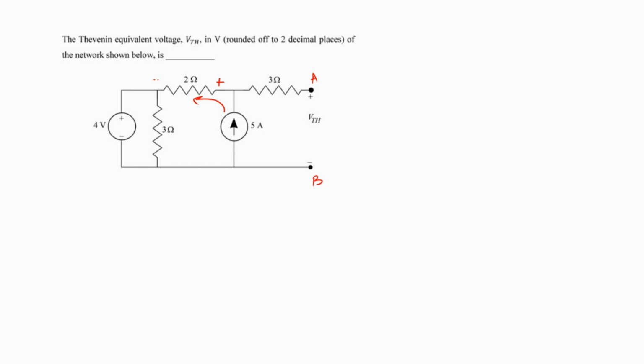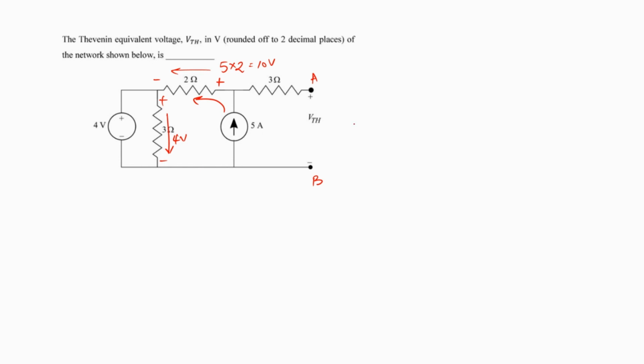So if I mark this to be plus and this to be minus, this will be the direction of drop. And since we know the value of current entering the 2 ohms resistor, we can obtain the drop value over here as 5 into 2, which is 10 volts. So this drop is 10 volts. Now, let's look at the drop across the 3 ohms resistor. This 3 ohms resistor is connected across this 4 volts voltage source. So whatever voltage is appearing across the voltage source will also appear across the 3 ohms resistor. So this being plus and this being minus, the voltage drop across the 3 ohm resistor will be 4 volts.